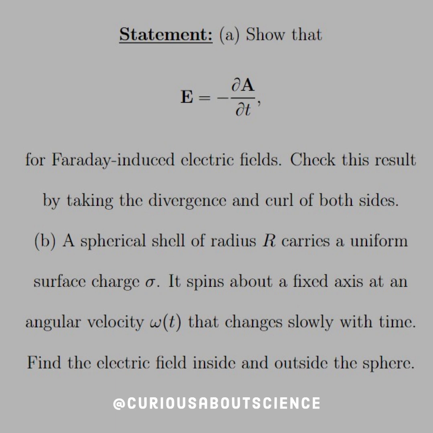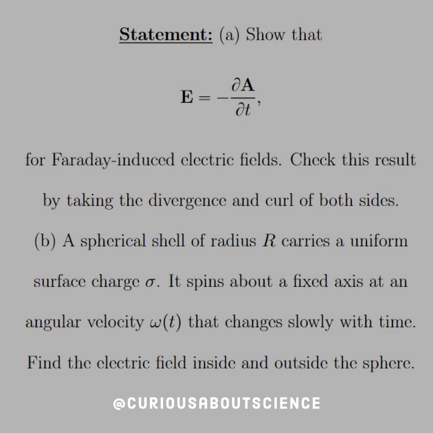So part A: we want to show that the electric field is equal to the negative partial derivative of A with respect to t, where A is the magnetic vector potential, for Faraday-induced electric fields. Check this result by taking the divergence and the curl of both sides. So what we're doing is seeing whether this result actually works with Maxwell's equations.